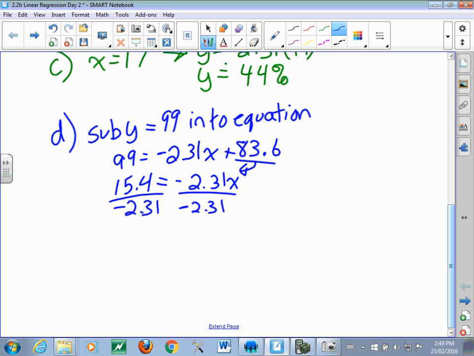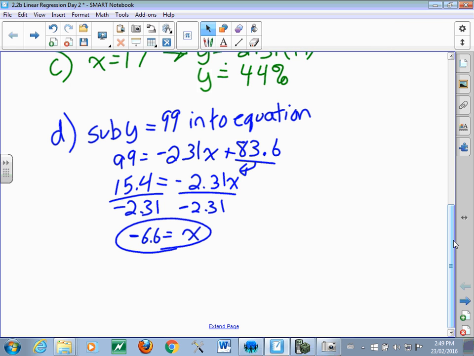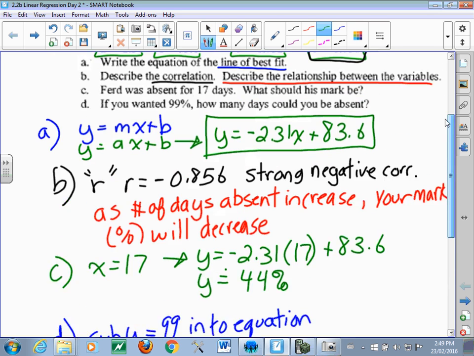And here's the crazy part. When you solve it, you get x equaling negative 6.6. You're like, what? That doesn't make sense. And sometimes with math, when you do these models, they don't make sense. But if I go back to my graph, we can make a little bit of sense of it.